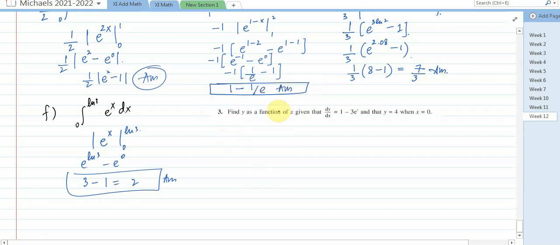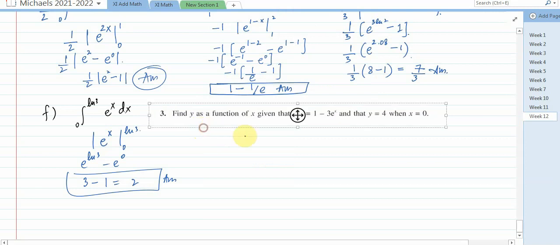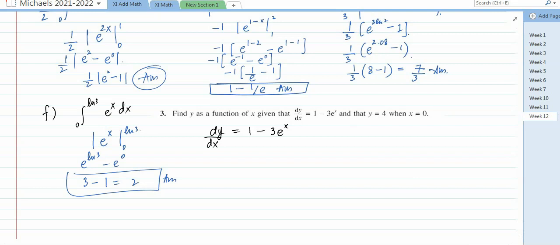It's question number 3. Find y as a function of x given that dy over dx equals 1 minus 3 e to the power x, and that y equals 4 when x equals 0. So what do you think we should start with? What do we need to do first?